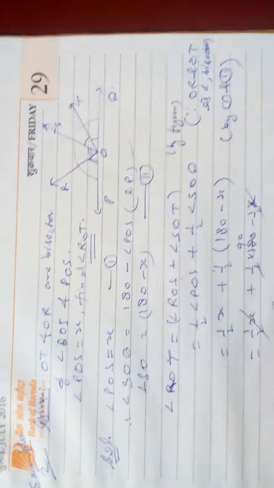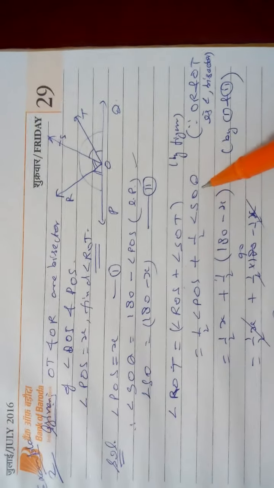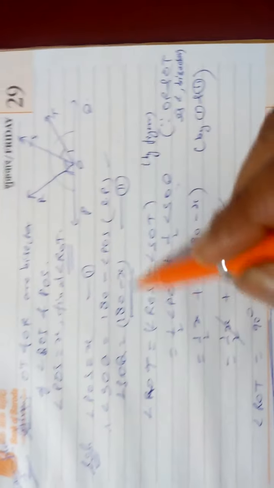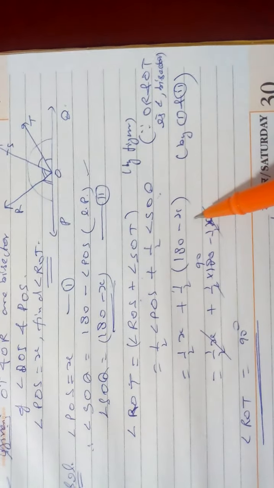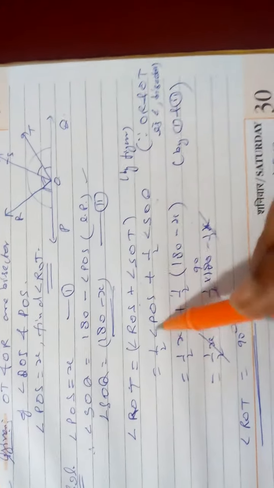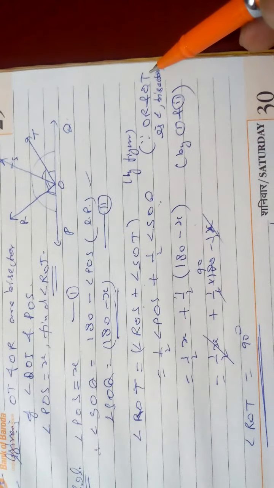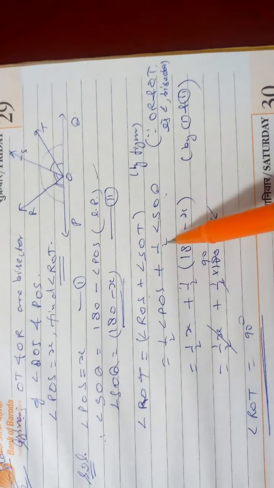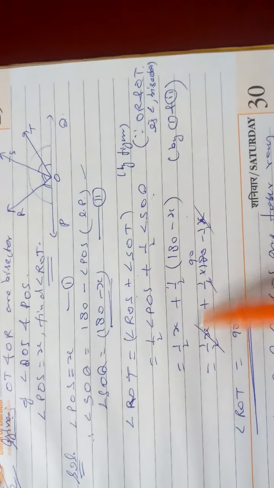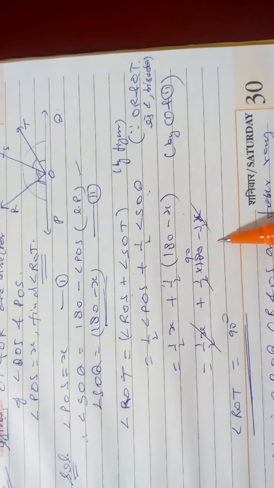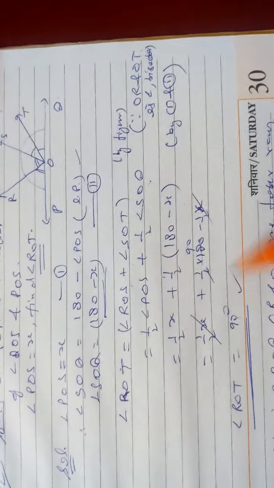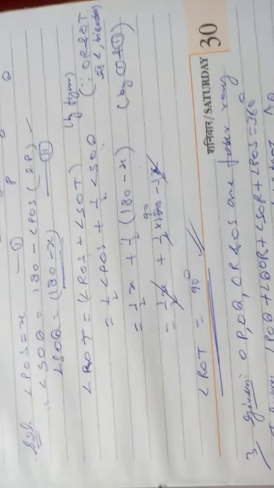Why have you written half? Because OR and OT are the bisectors. That's why you get these two in place of these. Replace these by x and 180 minus x. Open the bracket, half x cancels. Half into 180 is 90. It is proved. You have proved ROT is 90.